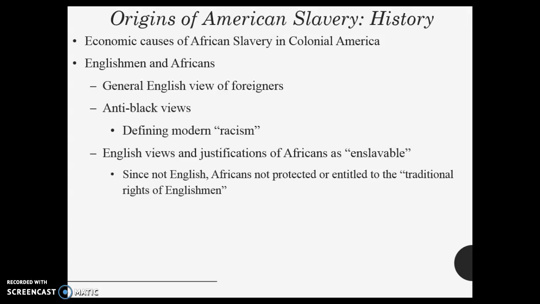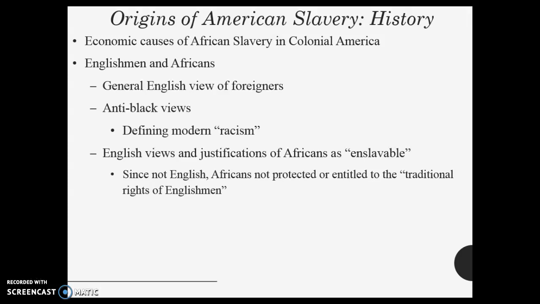So why use Africans? Why not use the Native Americans? Well, we saw the English wanted to move them, get rid of them. They sold them off into slavery anywhere else. English wanted land above everything else. They wanted to expel and remove the Indians, and then use the land themselves.